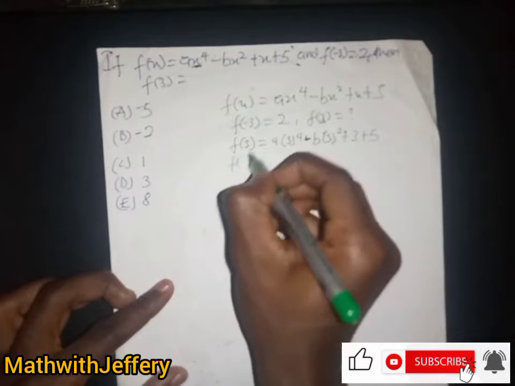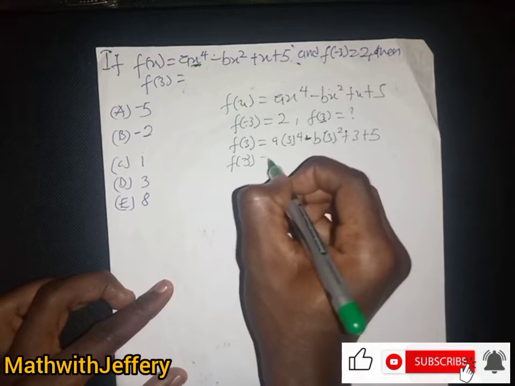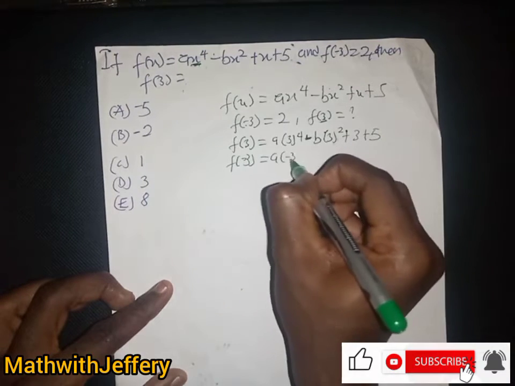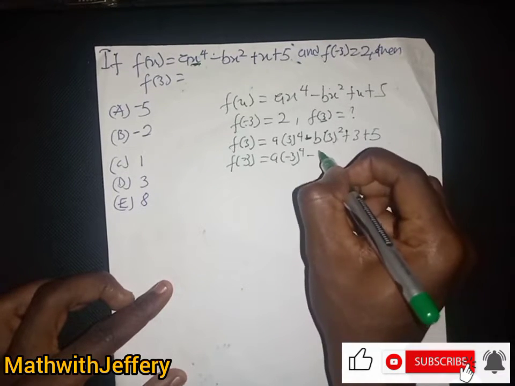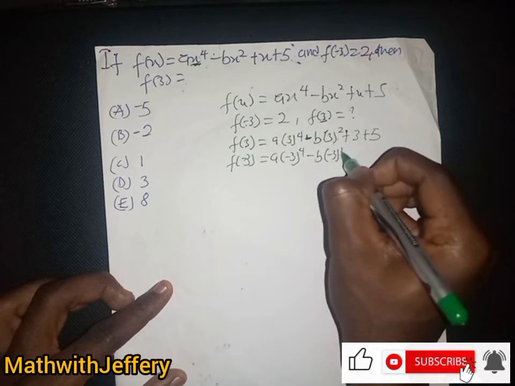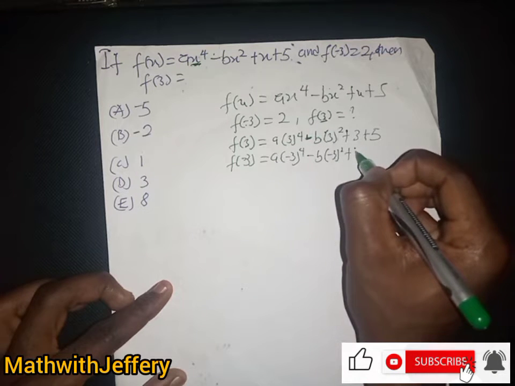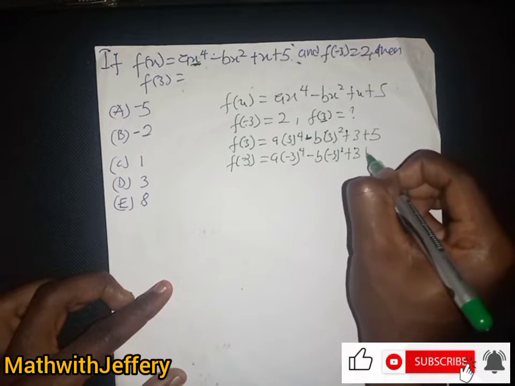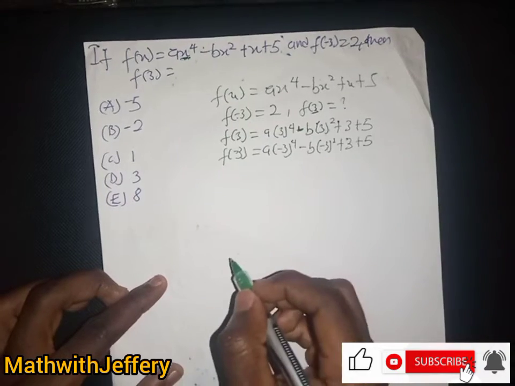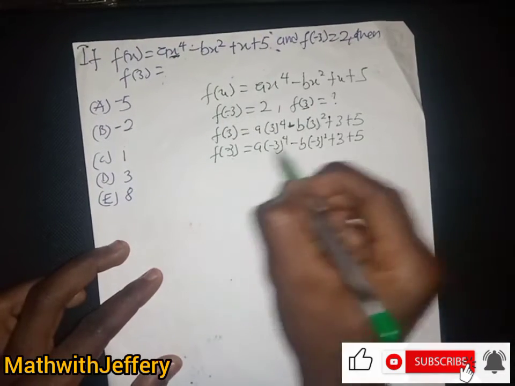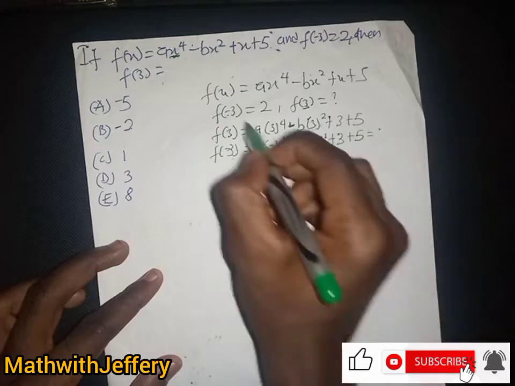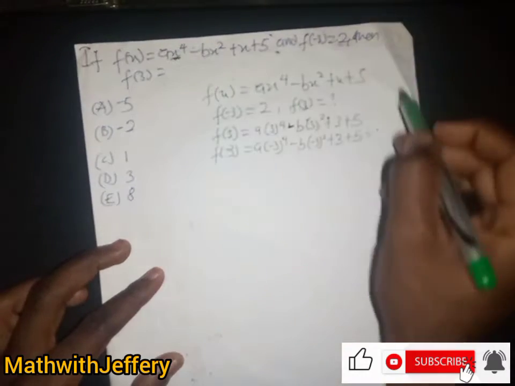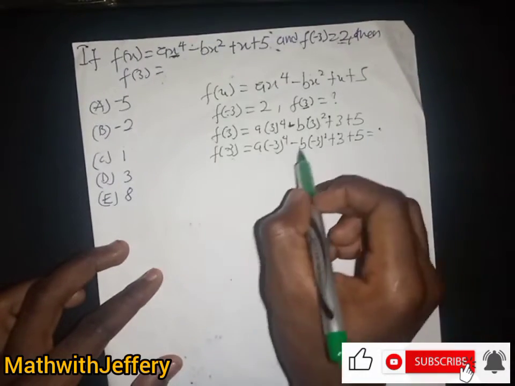Now for f(-3), we just have minus 3 to the power 4, then minus b times minus 3 squared, then also we have minus 3 plus 5 here. Now this we said is equal to 2, right? But we'll leave it this way for now.